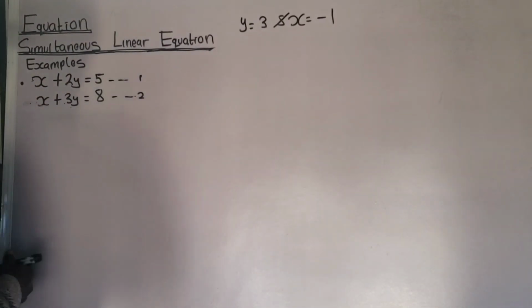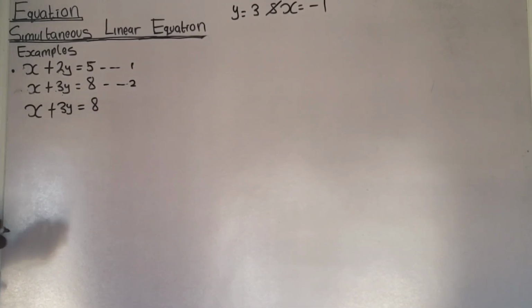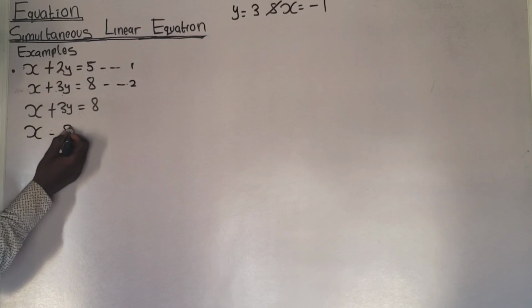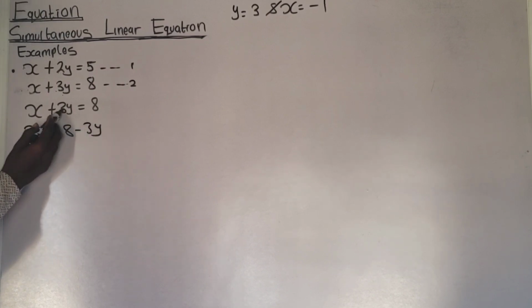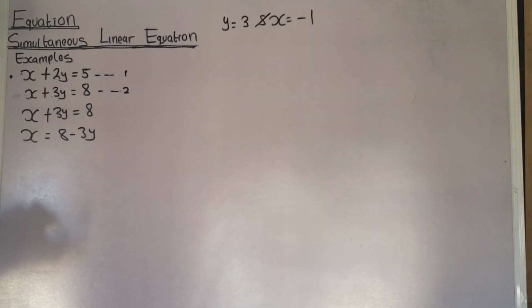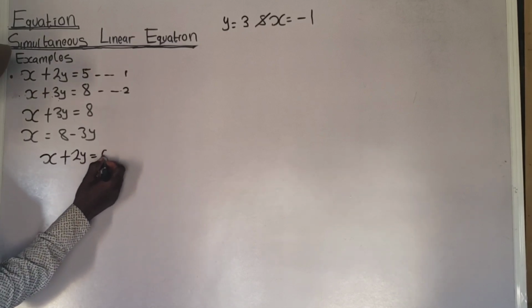Equation 2 is x plus 3y is equals to 8. Now, I'm going to make x the subject of the relation. If I want to make x the subject of the relation, I'm going to have x is equals to 8 minus 3y, because this 3y goes to the other side of the equation. Having made x the subject of the relation in equation 2, I'm going to substitute the value of x into the first equation. So the first equation is what? x plus 2y equals to 5.